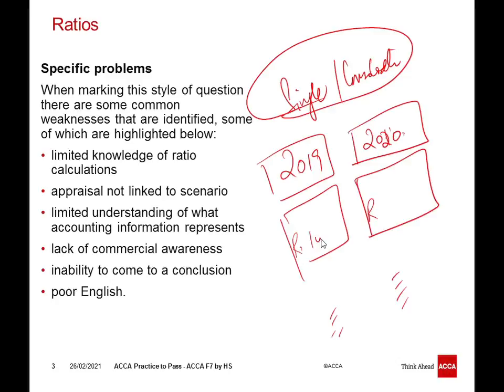Suppose the revenue of the business is 1 lakh in the last year and it's 2 lakh in the current year. You need to understand this point. There are some hints in every ratio question that limit the comparison, that distort the overall comparison.